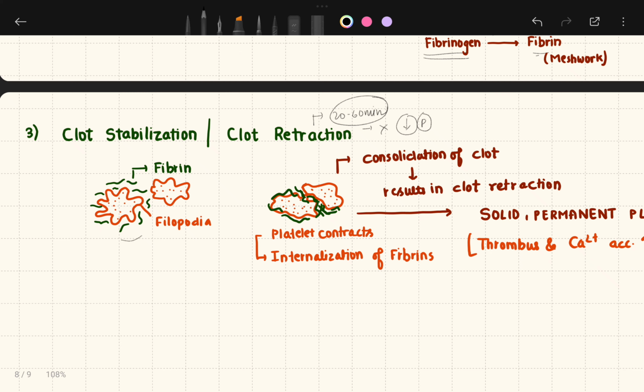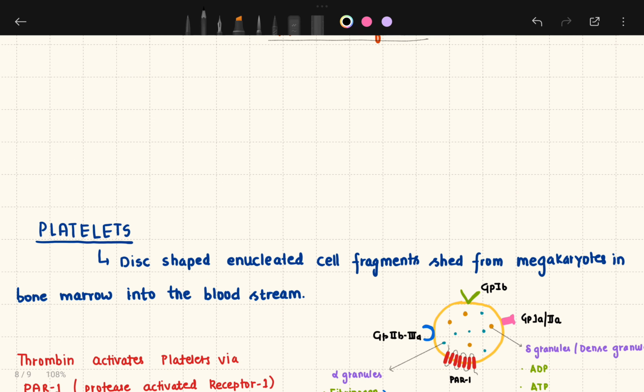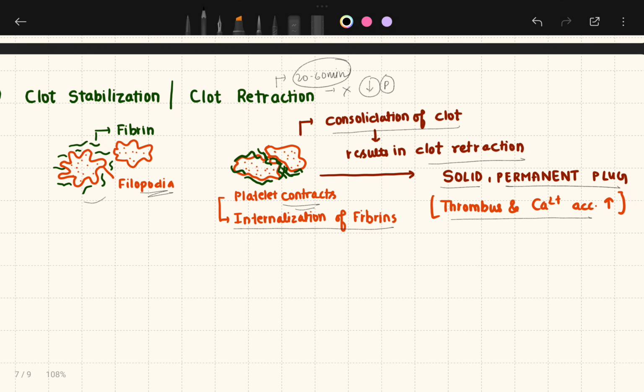So how does this happen? This is the platelet having these false feet, filopodia. Fibrin gets deposited or entangled in these filopodia, and when the platelet contracts, it leads to internalization of the fibrin. It gets cemented between the platelets and stabilizes the clot. So it leads to consolidation of the clot, which results in clot retraction along with contraction of the platelet. So there is formation of a solid and permanent plug that is accelerated. The fibrin formation is accelerated with the help of thrombin and calcium. So we know that thrombin and calcium are going to accelerate or favor the formation of the permanent plug, or the clot retraction. If there are no platelets, there will be no clot retraction.